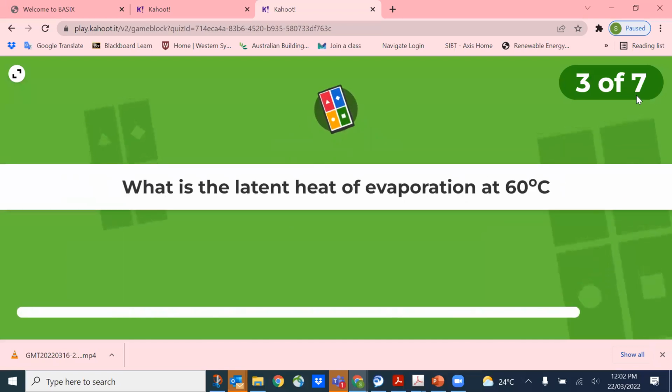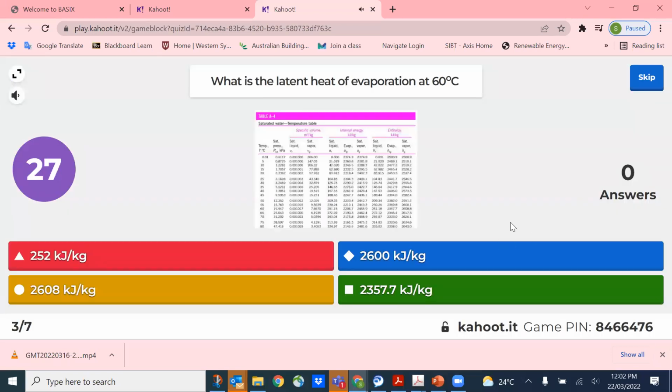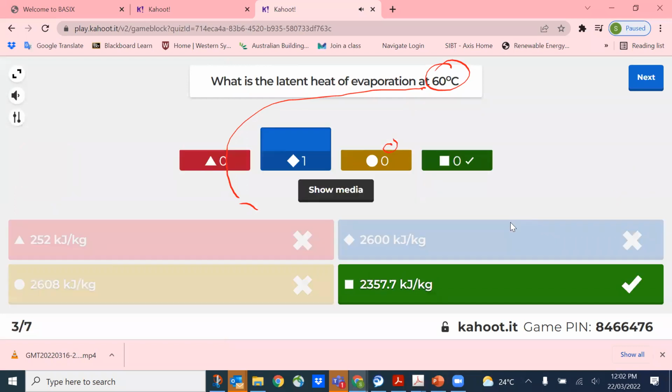What's latent heat of evaporation? So same thing, 25, 60 here. Be careful. Go to 60. And he mentioned before, it's the HFG. Missed it? Oh, I missed it too. Time was up.